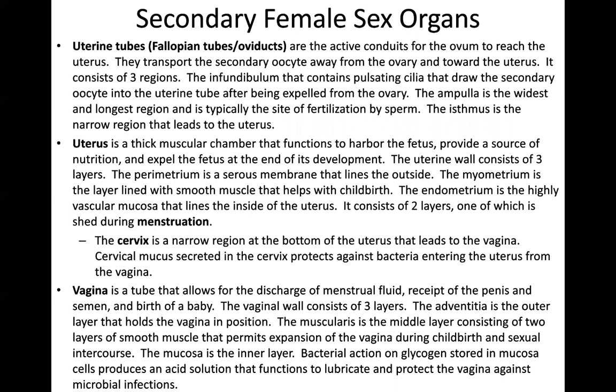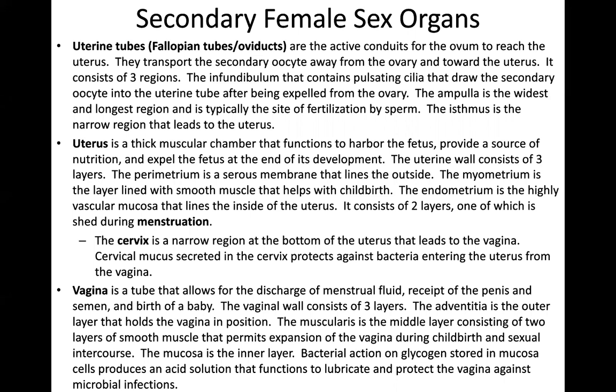The uterine tubes, fallopian tubes, oviducts, whatever you want to call them, are the active conduits for the ovum to reach the uterus. Their job is to transport the secondary oocyte away from the ovary once it's ovulated towards the uterus. They consist of 3 regions: an infundibulum, which is the very beginning, containing pulsating cilia that help draw the secondary oocyte into the uterine tube after being expelled from the ovary.